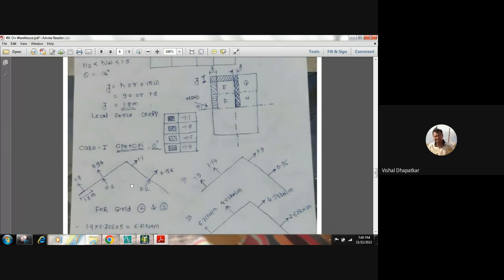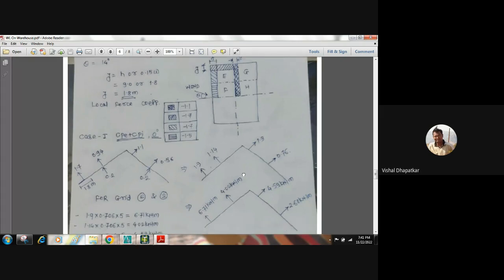So we just need to do algebraic sum of these values. So 1.7 plus 0.2, it will be 1.9. It will be acting at a distance of 1.8 meter. Then 0.94 plus 0.2, it is 1.14. So it will be acting on the remaining surface of the truss. Similarly, 1.1 plus 0.2, it will be 1.3 as a local force coefficient for a width of 1.8 meter. And then 0.56 plus 0.2, it is 0.76. That is for the remaining portion of the truss.